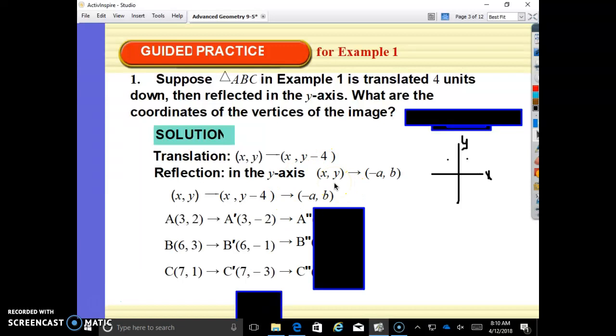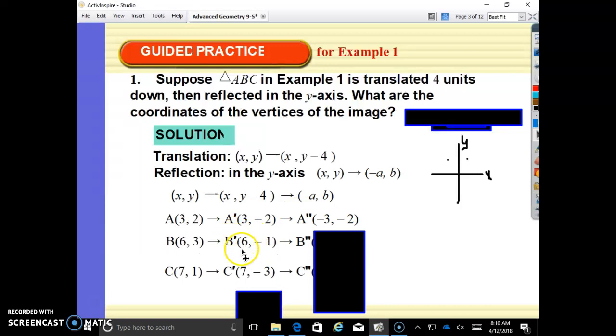And then for our prime, now we are simply going to reflect it over the y-axis. When we reflect over the y-axis, once again, you have the opposite x, same y. Negative 3, negative 2. What is my B prime? Guys, B prime, negative 6, negative 1. And my C prime, negative 7, negative 3, good.